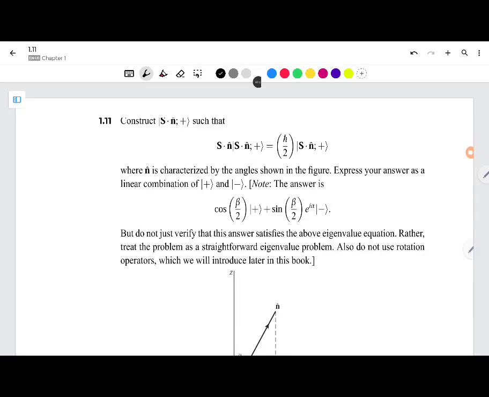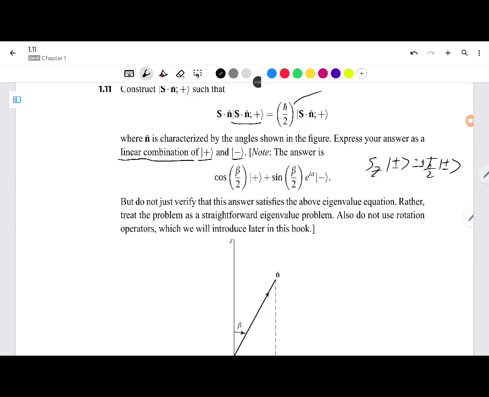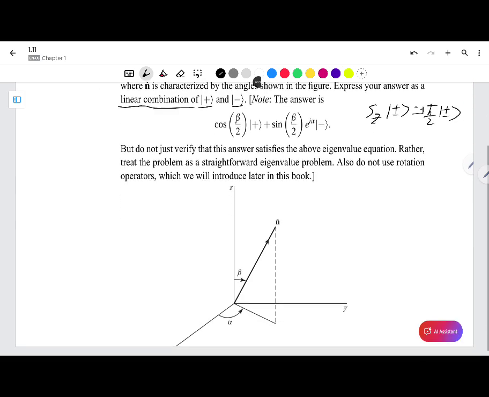We are supposed to create an eigenstate of a form like this, which has eigenvalue h bar upon 2, and we are asked to express our answer as a linear combination of the plus and minus states. What are these plus and minus states? Let us recall. They are eigenstates of the spin z operator, and the answer is also actually given. So, what is this n?